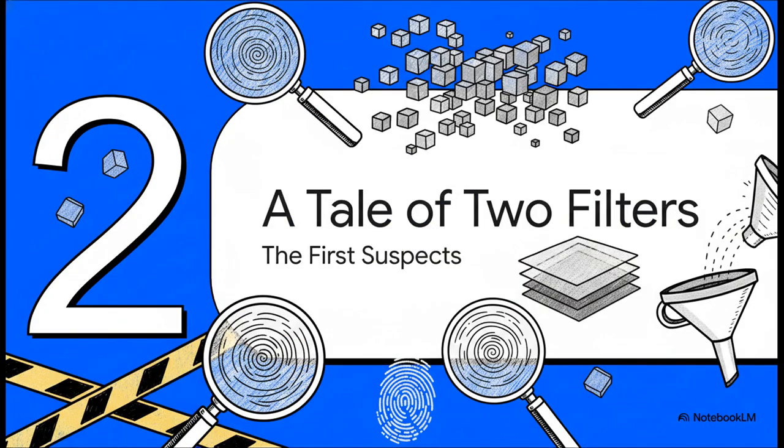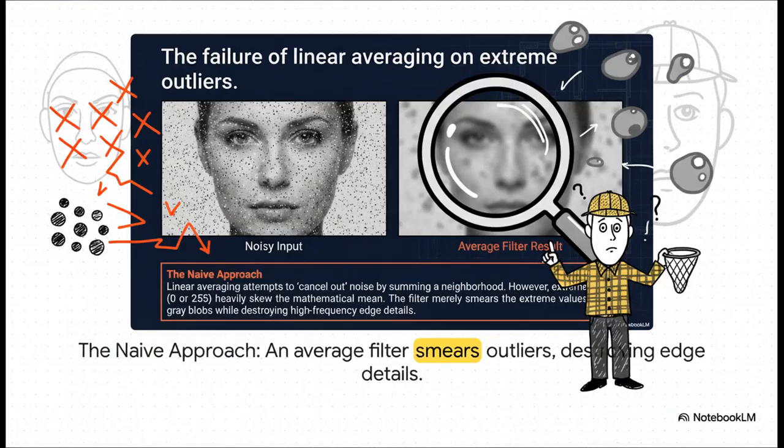Okay, now that we know who we're up against, we can bring in our first investigative tools, filters. Let's check out a couple of these suspects and see how they try to clean up the data. So, our first attempt is what we call the average filter. And it's pretty naive. The idea sounds simple enough. Just average a pixel's value with its neighbors to kind of smooth out the noise. But look what happens with those extreme black and white dots. It just smears them into these ugly gray blobs and completely wipes out the sharp details of the face. Yeah, this detective is not up to the task.